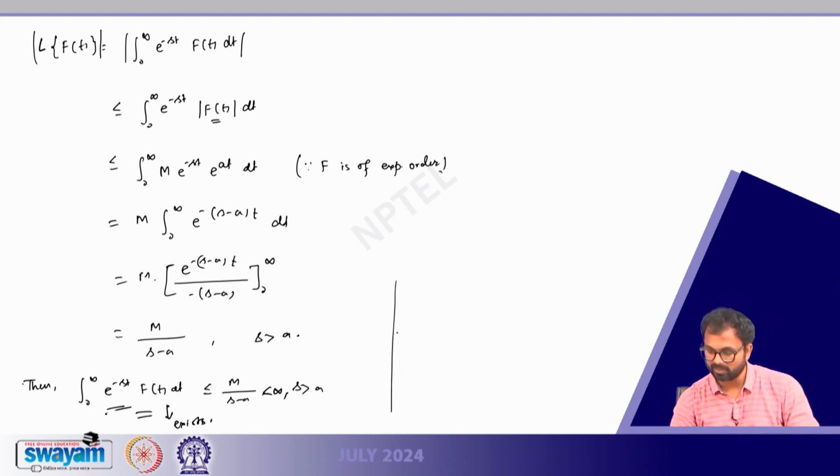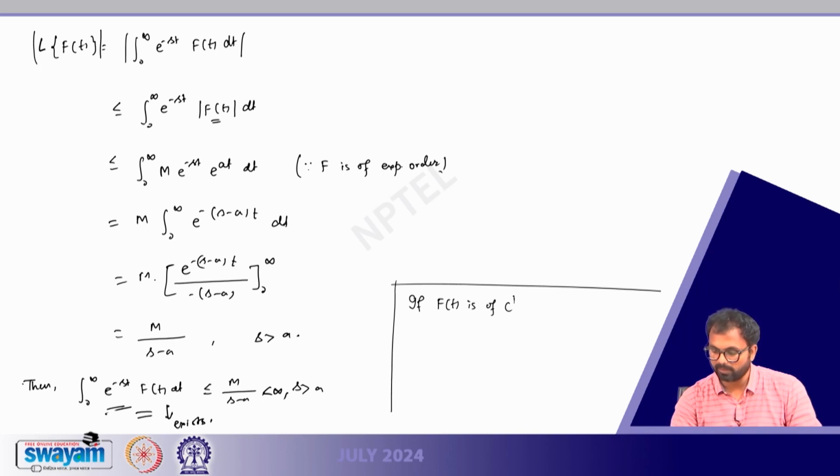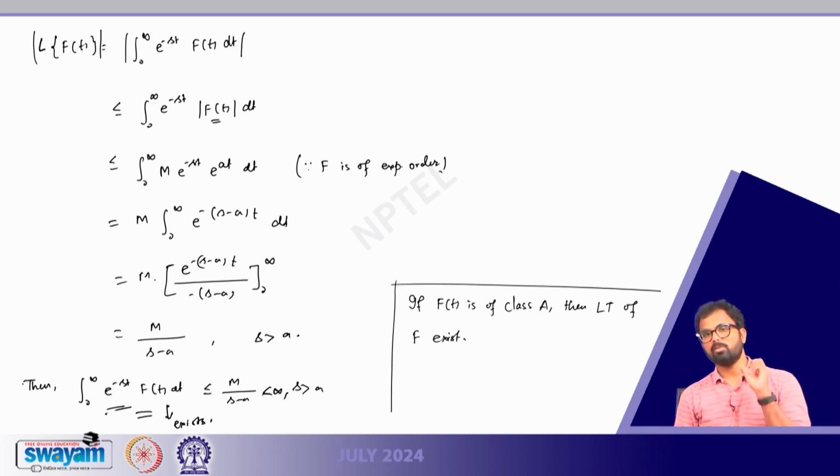So we can put a nice small summary that if f(t) is of class A, then only the Laplace transform of f exists. Simple. Class A means it has to be piecewise continuous and it has to be of exponential order. So if it is of class A, then its Laplace transform will exist.